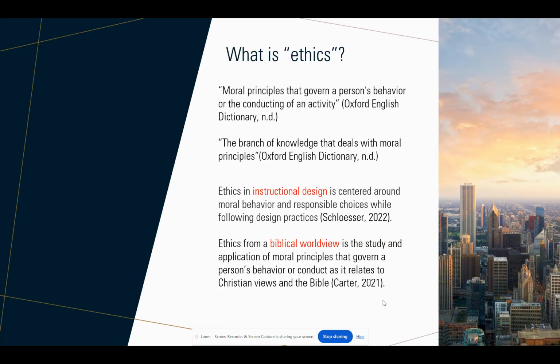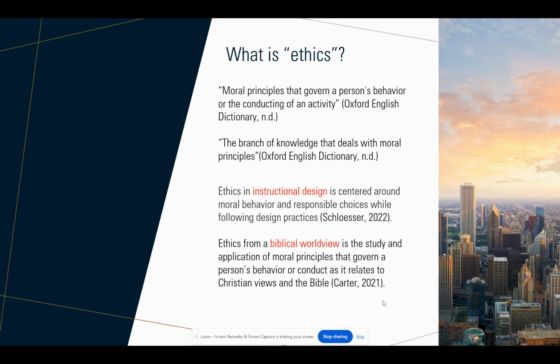First of all, we discuss what is ethics. Ethics is defined as moral principles that govern a person's behavior or the conducting of an activity, Oxford English Dictionary, no date. It's also defined as the branch of knowledge that deals with moral principles, also Oxford English Dictionary, no date.